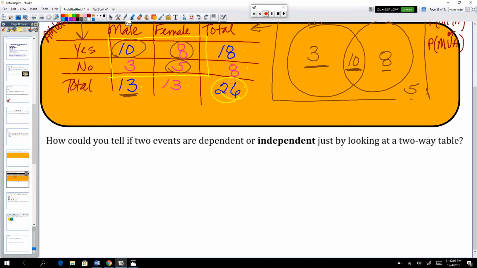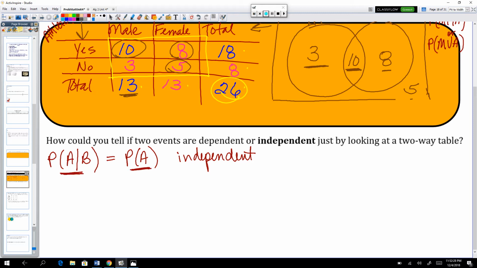If the probability of event A happening given event B has happened is equal to the probability of A happening, the events are independent. So we need to compare those values: compare what this value is and what this value is. Or, if the probability of B happening given A happened is equal to the probability of B happening, the events are independent.